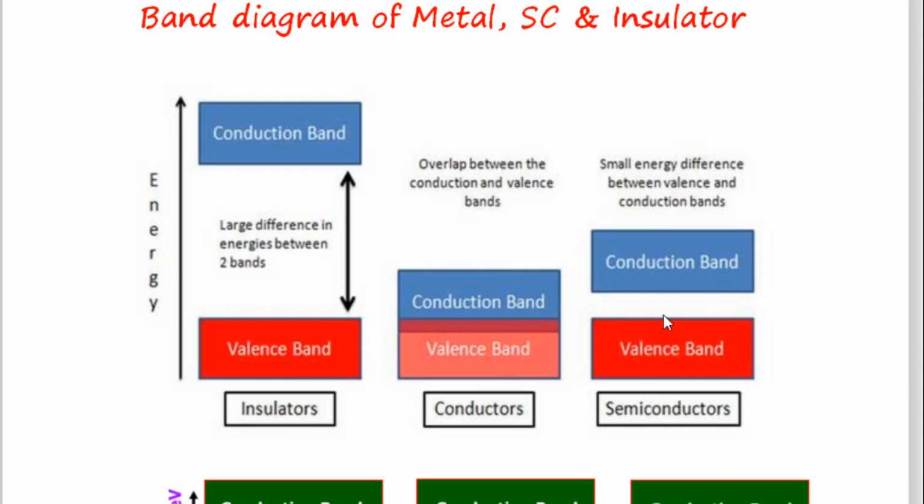Now in case of a semiconductor, there is a very small gap between the valence band and conduction band. Electrons are present in the valence band. Let us take the example of silicon and germanium. What is the valency of silicon and germanium? 4. Four electrons are present in the valence band, and we can easily detach those electrons from the valence band to the conduction band by applying certain electric energy. And this is the diagram.